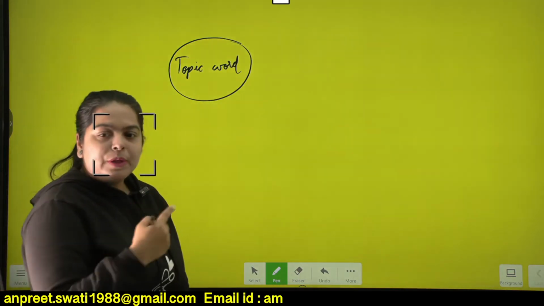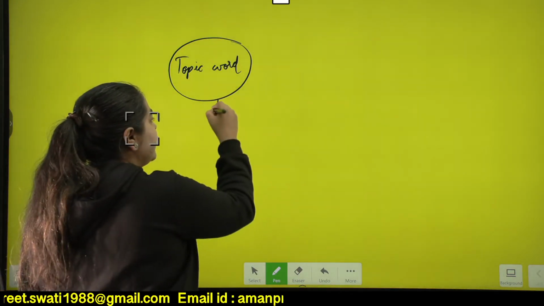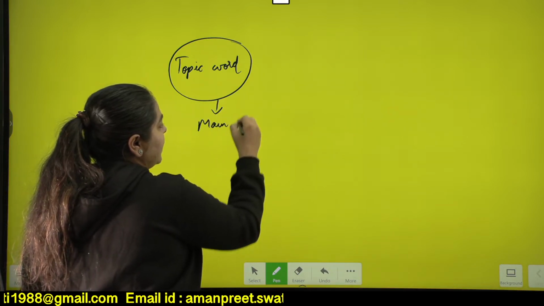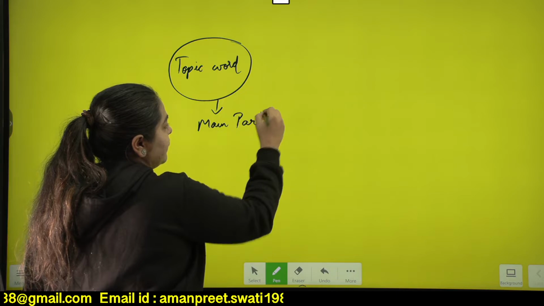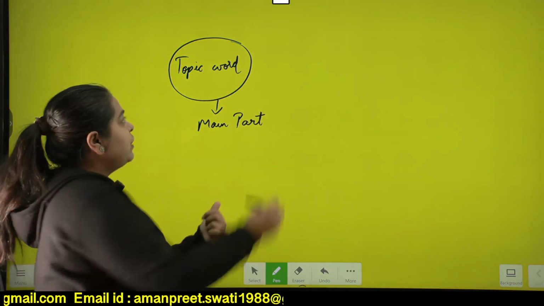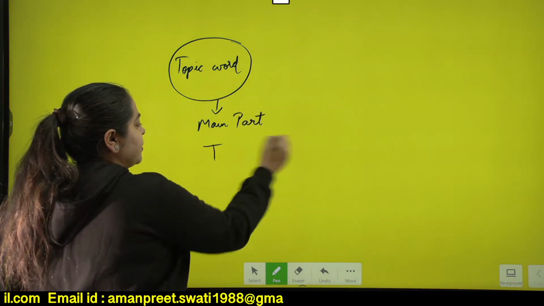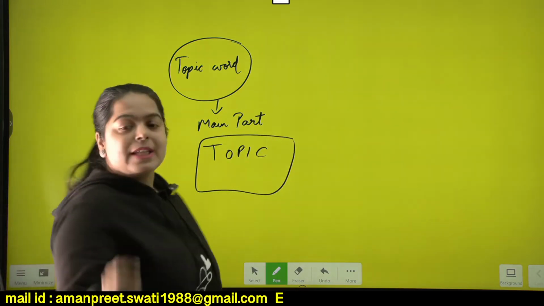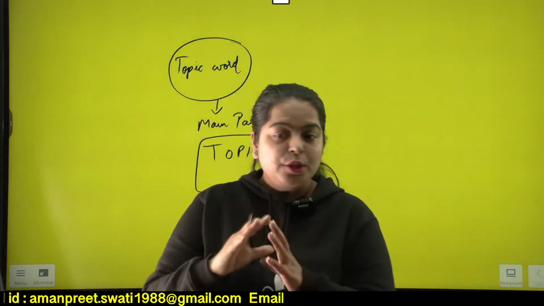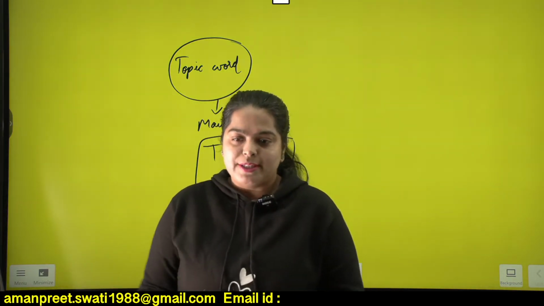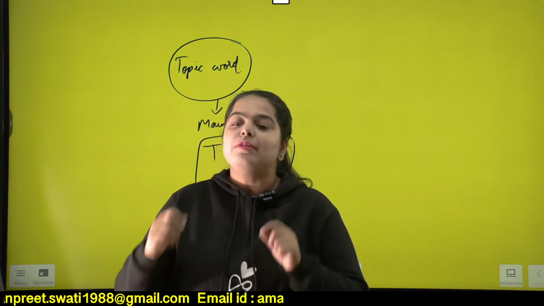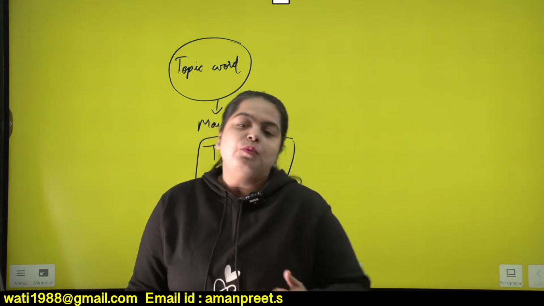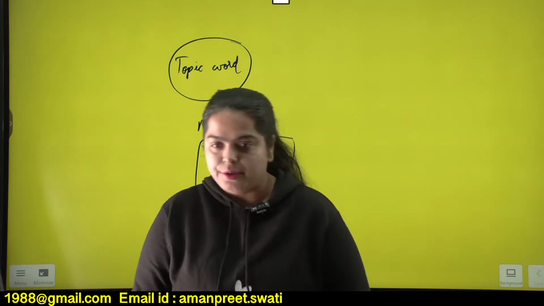So what this topic word is all about, basically it is the main part of the essay writing. Main part, right? So you need to identify the topic first. This is really very important. What is the whole topic? Because until and unless you are well aware of what the topic is all about, it will be difficult to justify the statement in a well versed manner. So that's really very important.